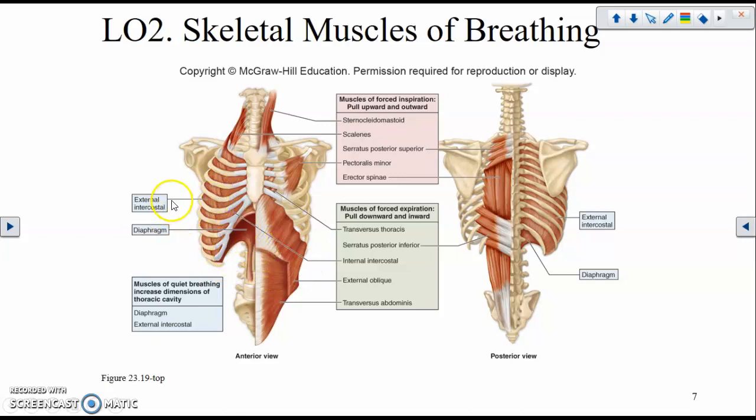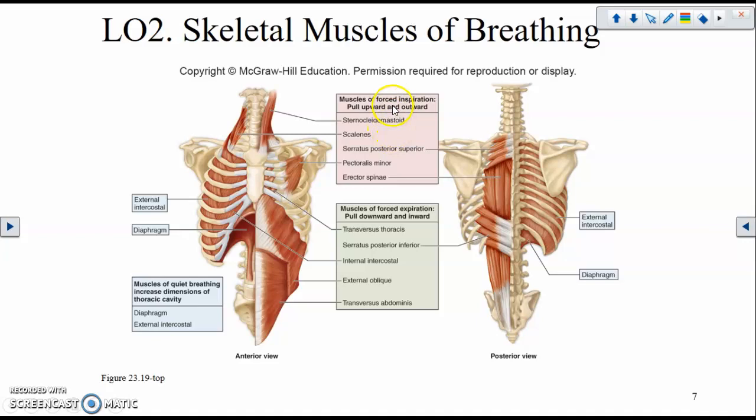The external intercostals, the reason why they're called intercostals is because they are between ribs. That is why they're called intercostals. And the reason why they're called external is because they're on the outer layer, okay, as shown here. So those are the two skeletal muscles of breathing for quiet or normal breathing. Now, all of these other muscles shown here are utilized when you have what we call labored, or heavy, breathing.